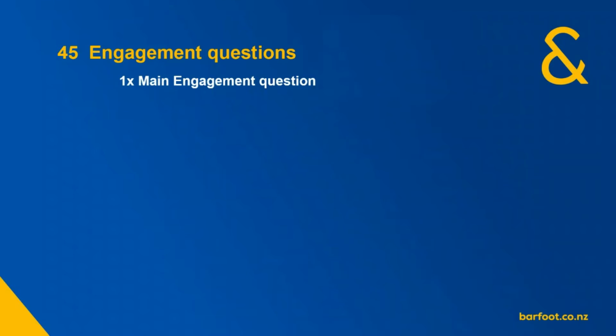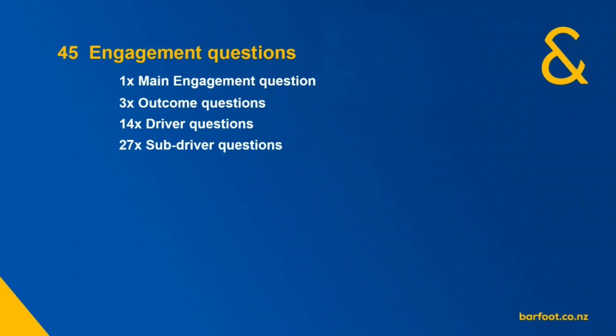Then you have the three outcome questions that measure the three key outcomes of engagement, being loyalty, belief, and satisfaction of your team. Then there are 14 driver questions and 27 sub-driver questions that give us insights into what specifically is and isn't engaging your team. And it provides some context to the main engagement score and the key outcomes of loyalty, belief, and satisfaction.